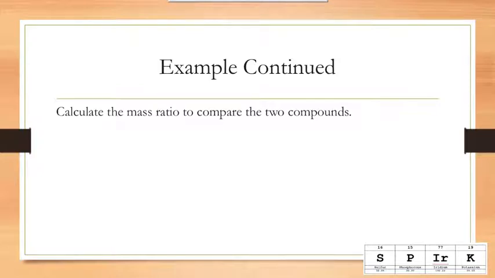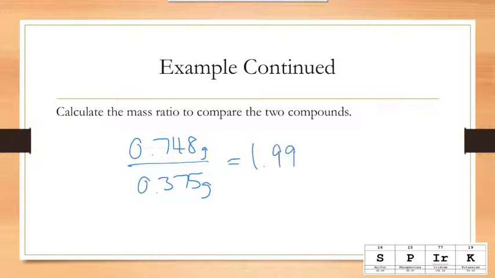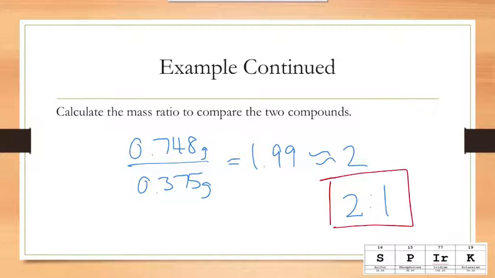And so then our last piece is 0.748 grams over 0.375 grams, which comes out to be 1.99 or roughly 2. So what this tells us is that our mass ratio of carbon per 1 gram of oxygen is 2 to 1.